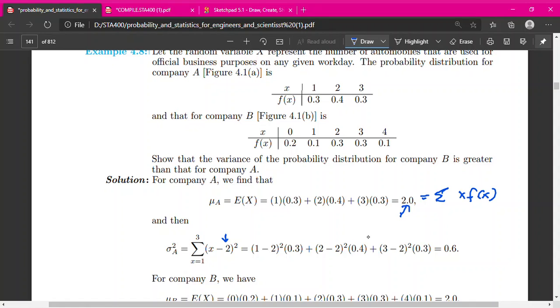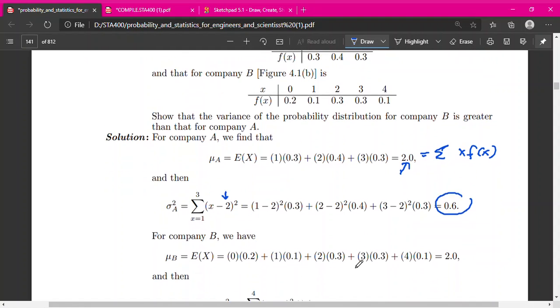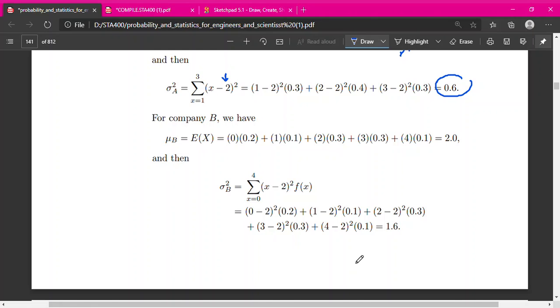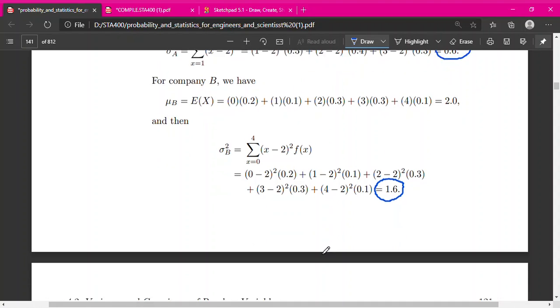Next, x minus 2, which is mu squared, multiplied by fx, 0.3, plus 2 minus 2, because of this 2 minus, it means squared 0.5. So the answer you will get is 0.6. You will get 0.6. The same goes for factory B, for company B. So find the same. So from there, once we have the variance for both companies, then we can compare which company has the greater variance.